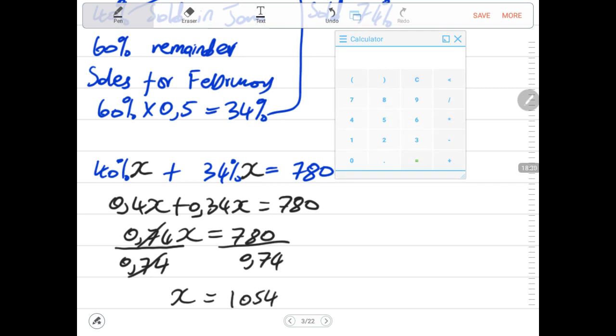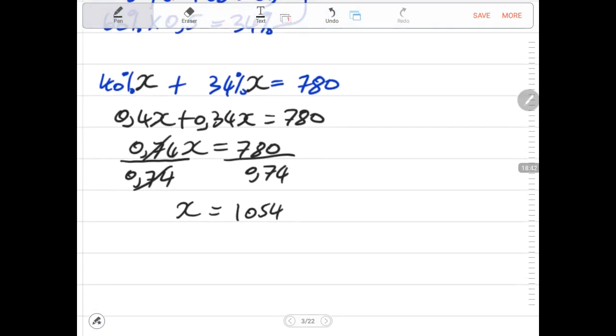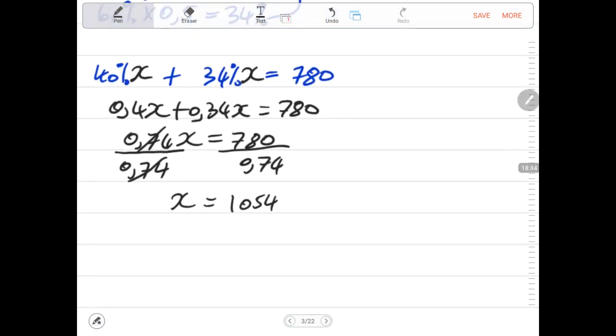But obviously, due to some rounding off, this is 780 divided by 0.74, which is 1054. Only because of the rounding off will it result in that. So this is the total sheep that he had altogether.